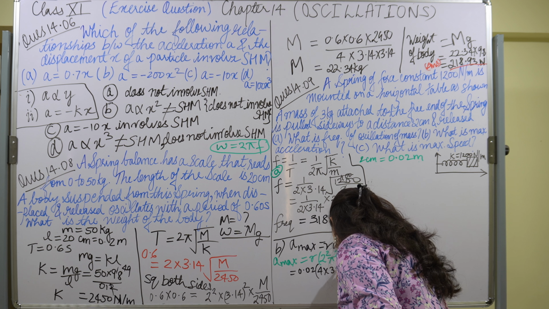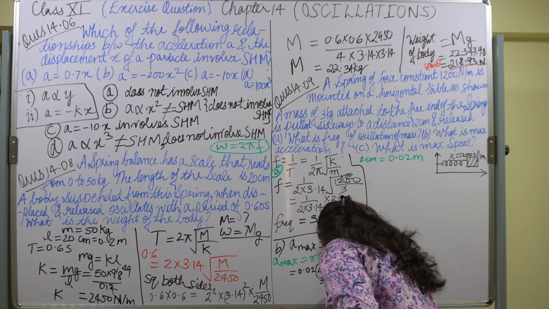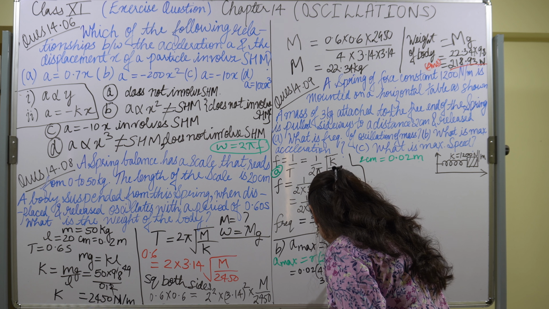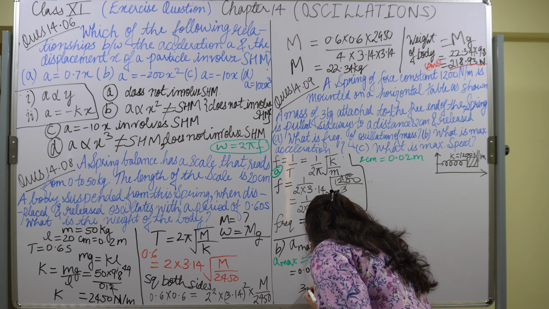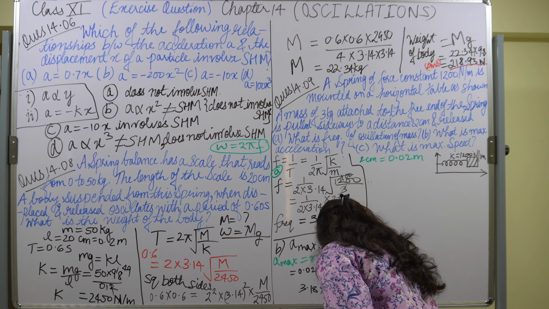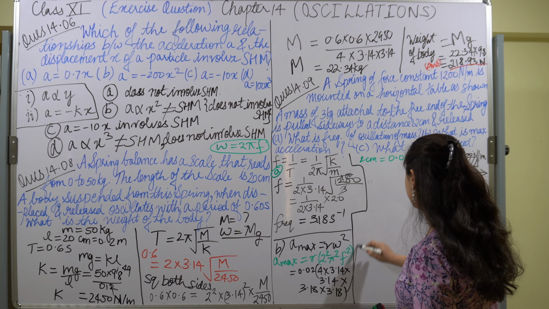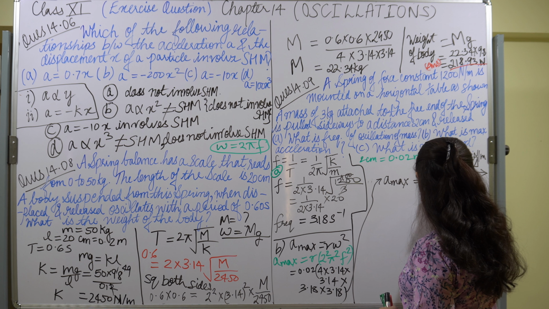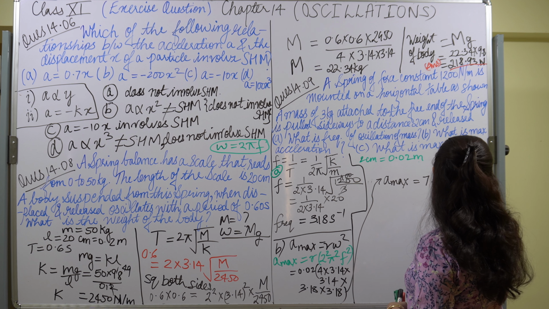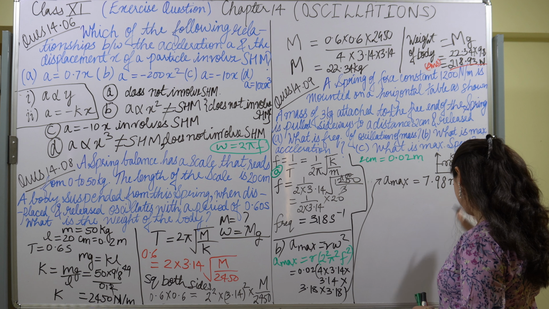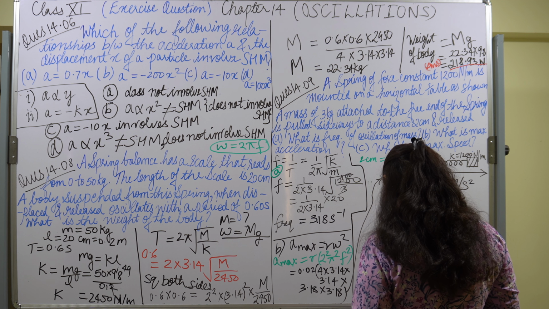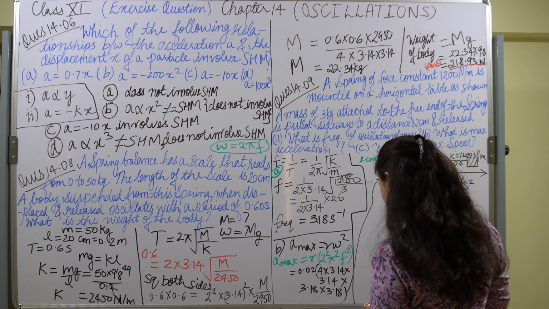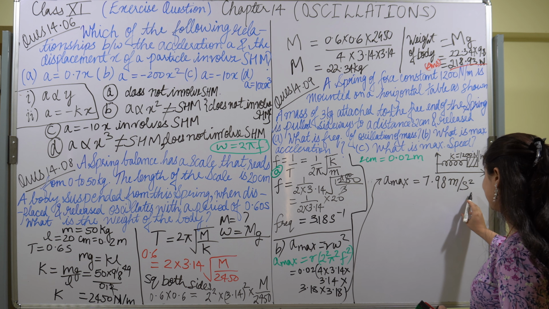The value will be equal to 0.02 into 4 into 3.14 into 3.14, into f, which is 3.18, into 3.18. When we multiply all these values, we get the maximum acceleration to be equal to 7.98 meter per second square.